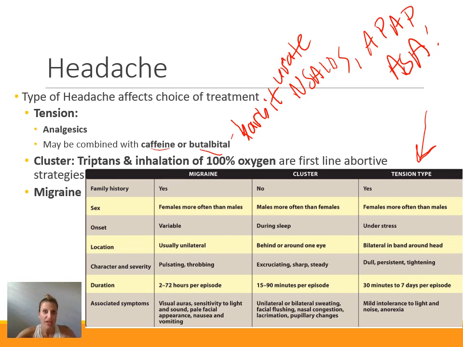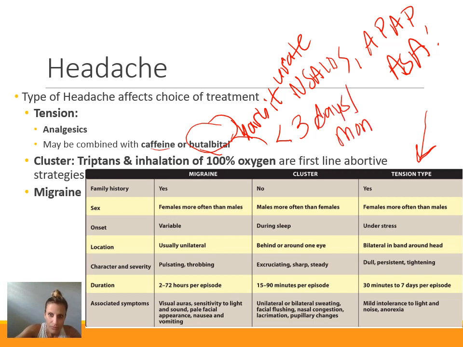Make sure that multiple agents are tried before going on to something that has butalbital in it. Also, with anything containing butalbital, it's important to make sure that the patient is using it less than 3 days a month. Okay, that's the recommended use, less than 3 days a month.